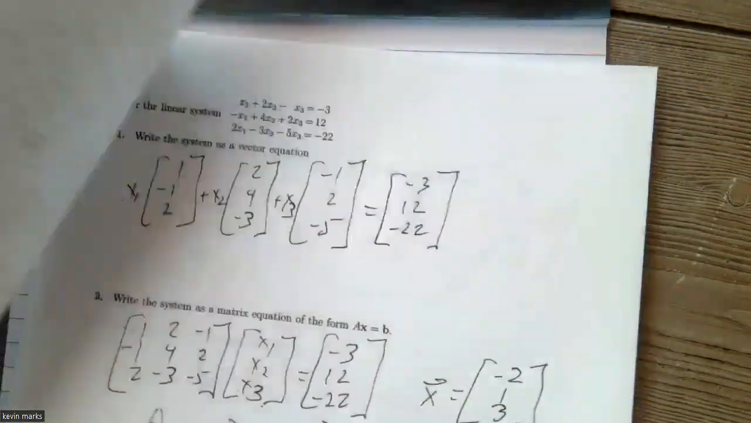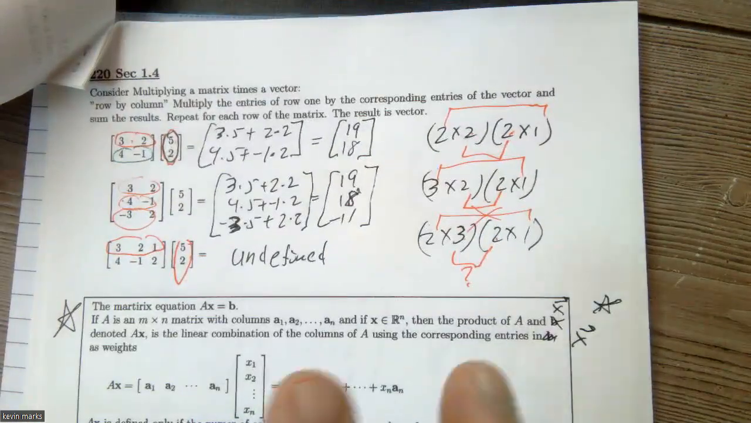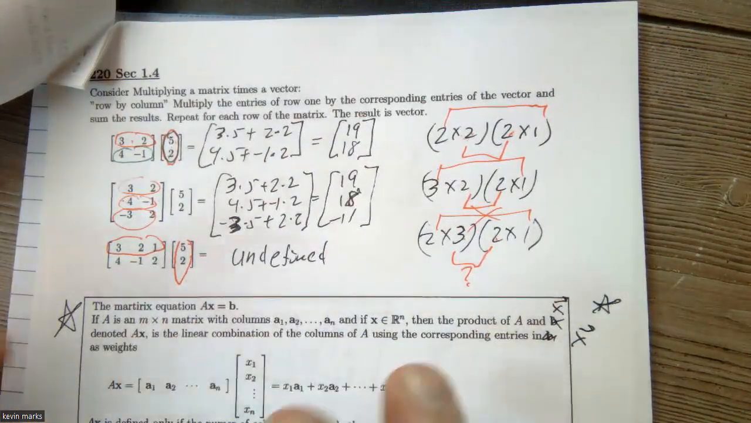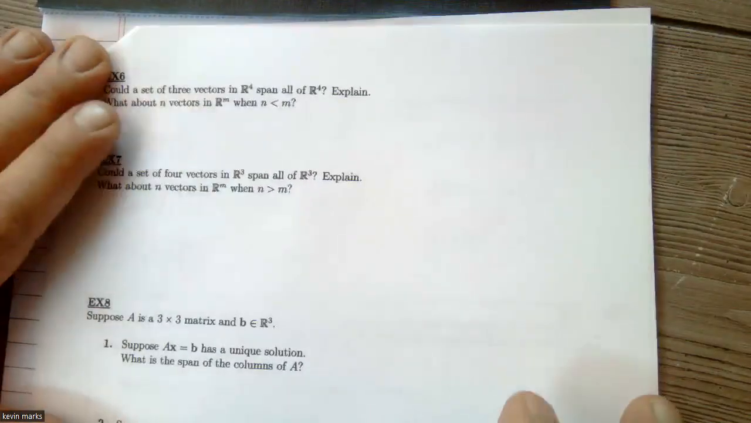All right, a couple other things here for you, just some thought-provoking ones. What we talked about so far is your plug and chug, how the stuff works. This is more of, okay, can we think through these logically, getting a little deeper. So let's check this out. Can a set of 3 vectors in R4 span all of R4? Explain. And then ramp it up.